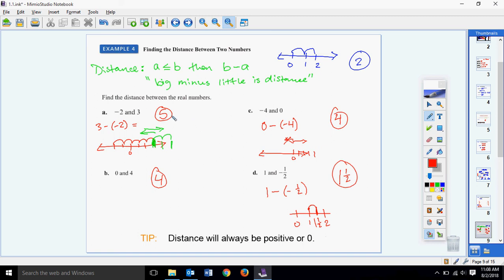So distance, notice, is positive numbers for these answers, positive numbers. It could be 0 though. What's the distance between 5 and 5? That distance is 0. You don't move any at all.